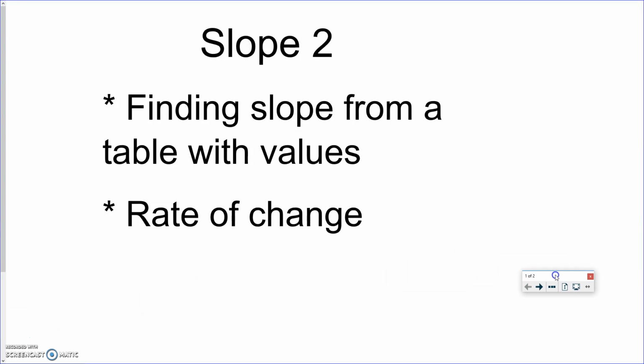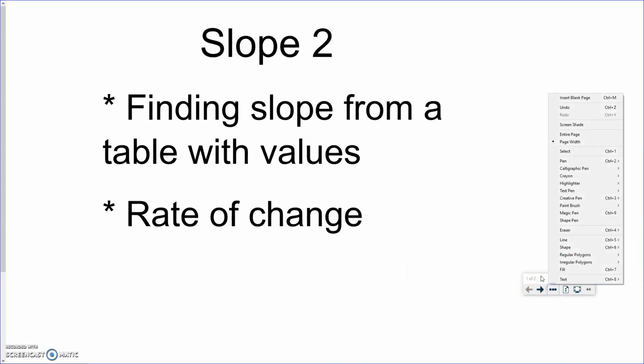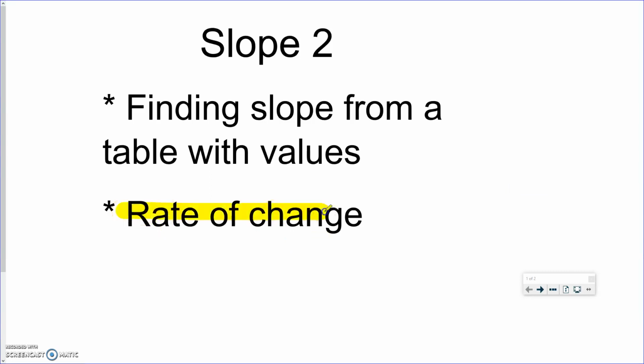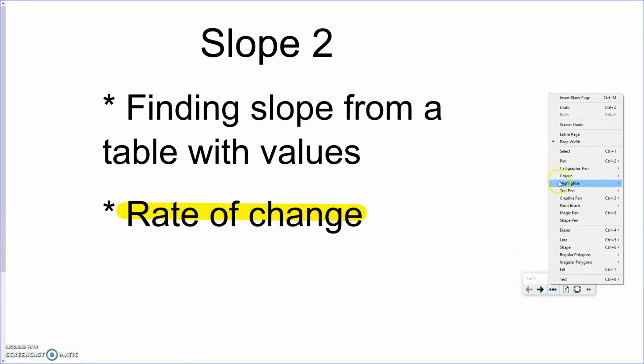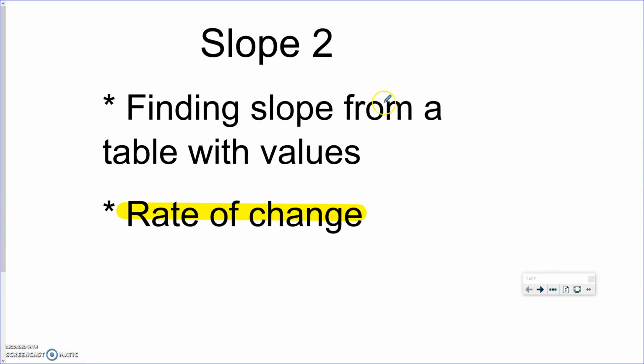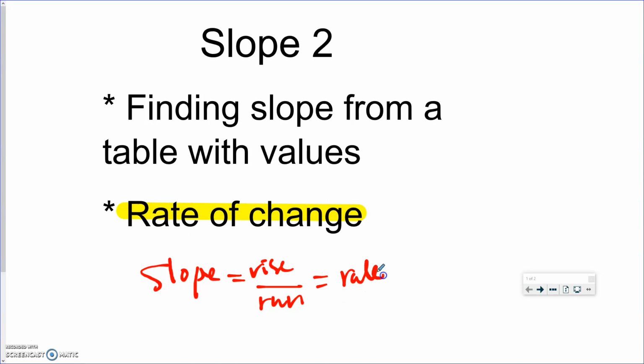So another thing I do want to point out, slope has many different names. Another name is actually rate of change. Okay, rate of change from time to time will show up, and it's also talking about slope. So slope, there are many different ways to talk about it. Slope means rise over run. It also means rate of change.